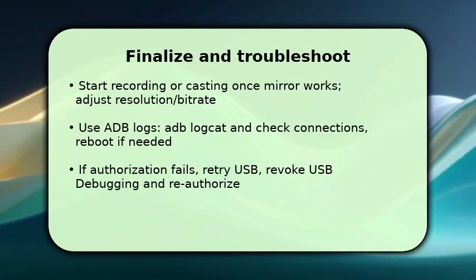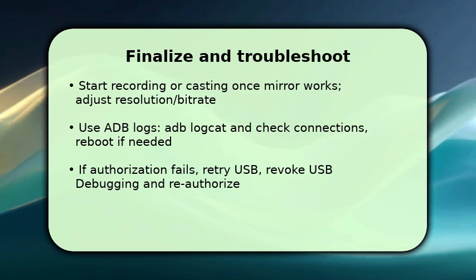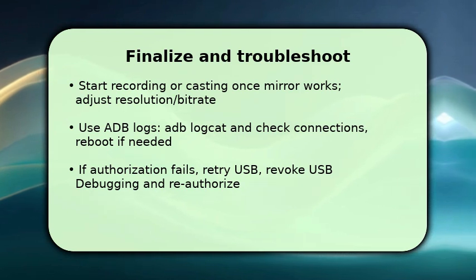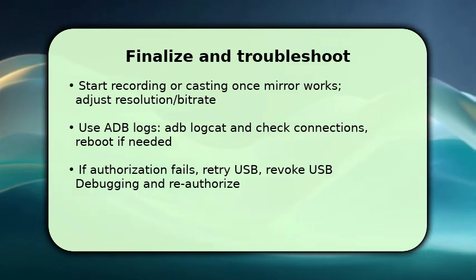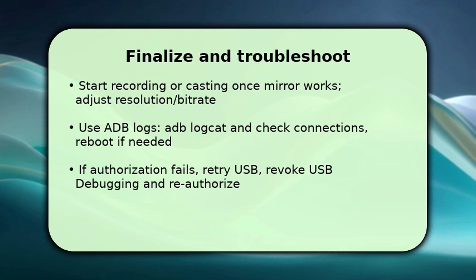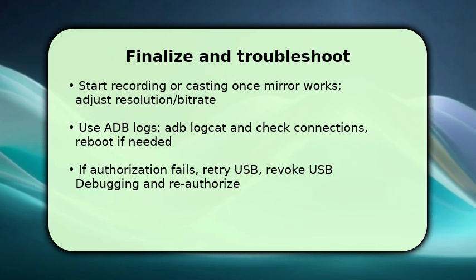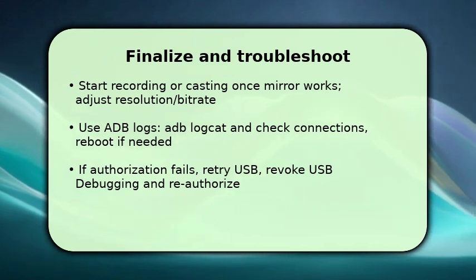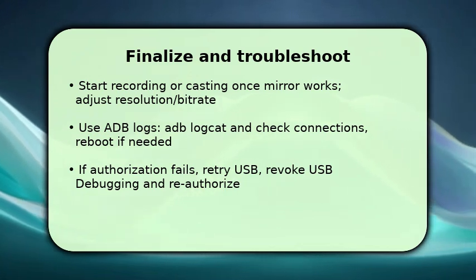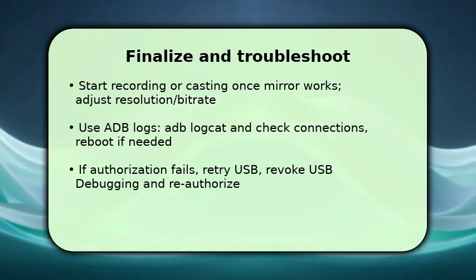Finally, finalize the session. Start recording or cast the mirrored window and adjust resolution or bitrate in the mirroring app for smooth playback. If the connection drops, check USB cables and reboot both devices. Once done, run adb logcat to diagnose errors and reconnect. Make sure you revoke USB debugging and reauthorize if the PC isn't trusted. If mirroring still fails, use OTG input to re-enable debugging or try a different mirroring protocol. This single troubleshooting tip usually resolves auth and driver issues.